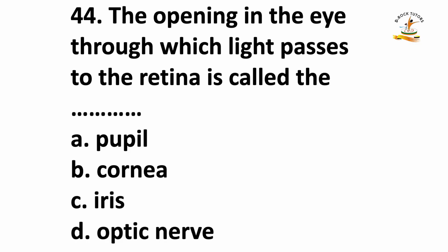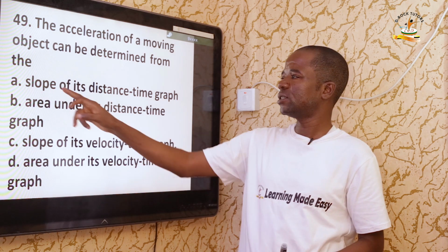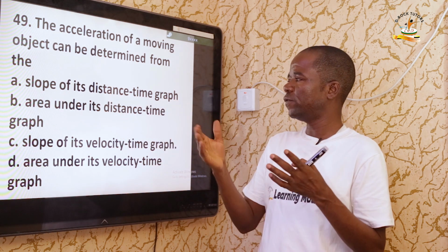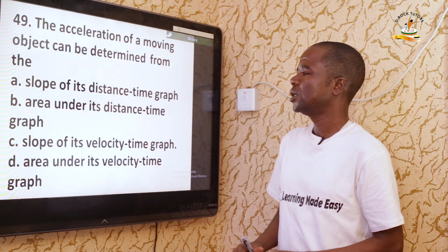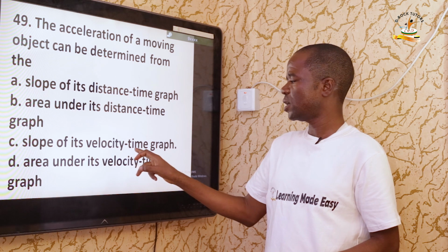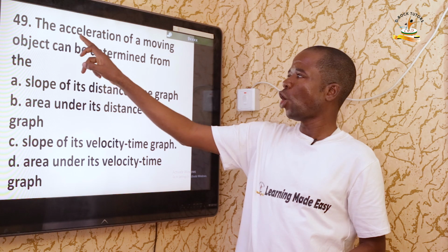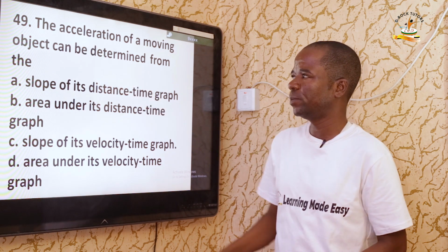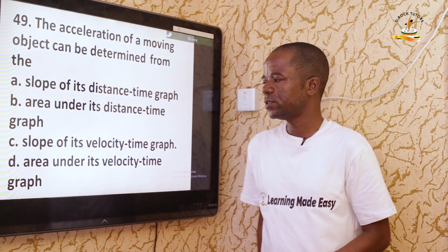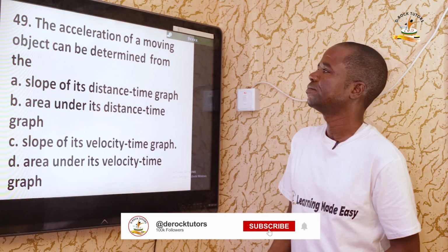All right, number 49. The acceleration of a moving object can be determined from the dash. Is it A, slope of its distance-time graph? No, because the slope of a distance-time graph will give us the speed. The correct answer would be option C, slope of its velocity-time graph. When we find the slope of the velocity versus time graph, we obtain the acceleration of the body. So for number 49, the correct answer is option C. Let's go to number 50.